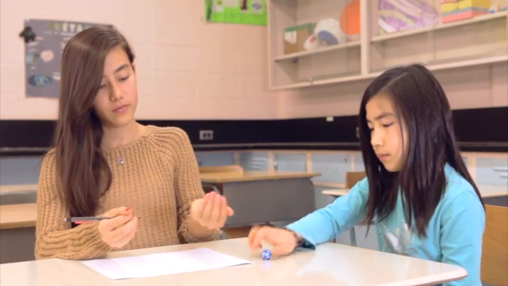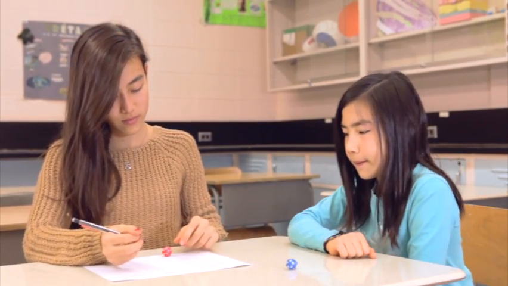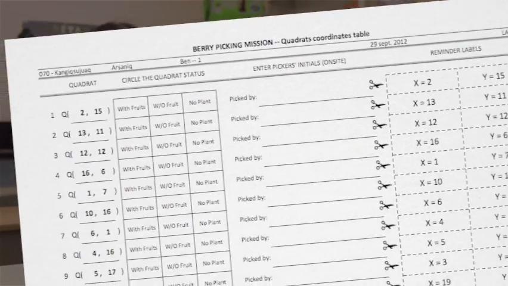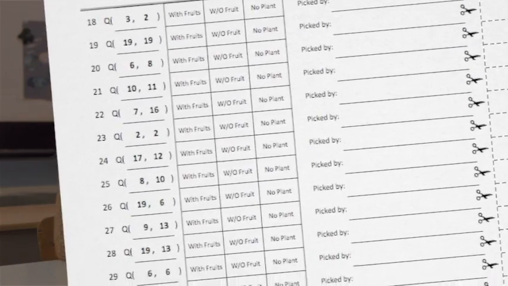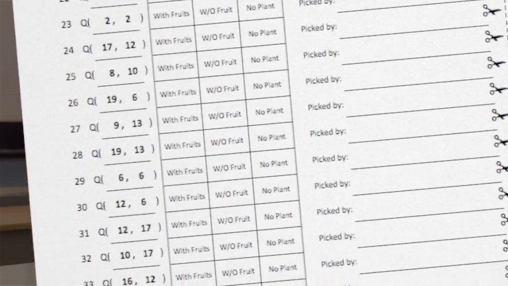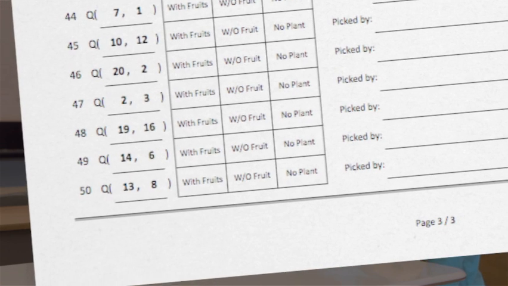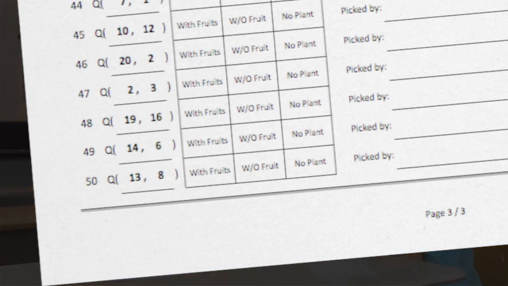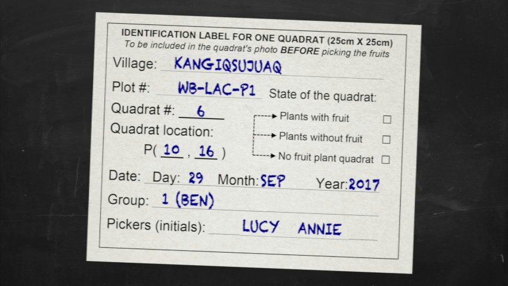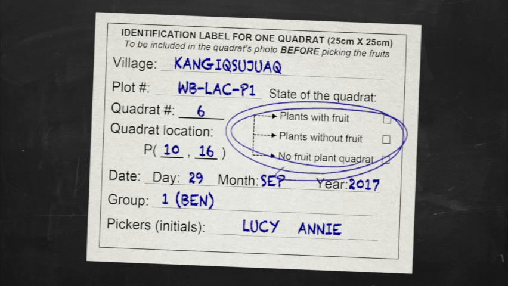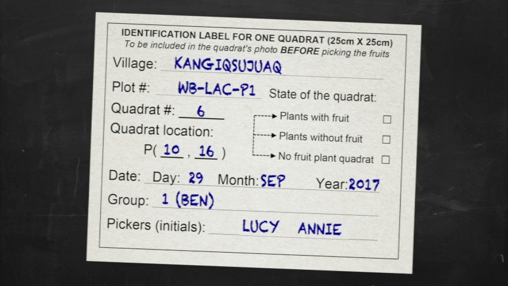When 50 quadrat locations have been chosen at random, we'll draw up a list. And we will also make an identification label for each quadrat. Obviously, we'll have to wait to be in the field before we can fill in the state section of the quadrat on the label, since we can't know in advance whether or not the quadrat contains berries.